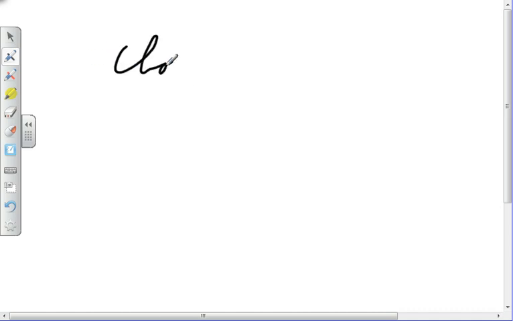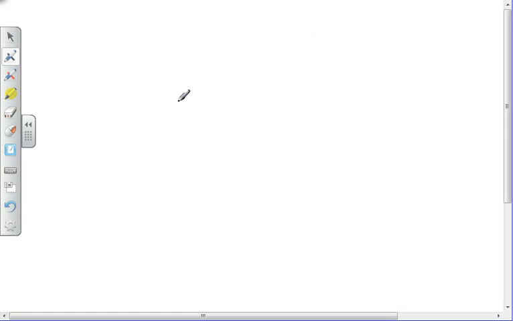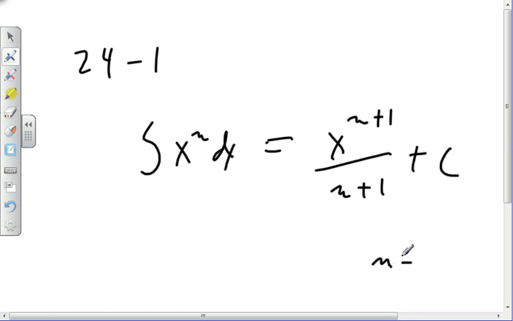Okay, we're in chapter 24, which has to do with integration. So chapter 24.1 has some rules. If I want the integral of x to the n, then that's going to be x to the n plus 1 divided by n plus 1 plus some constant of integration c, but n can never be minus 1. So if n were minus 1, I'd be dividing by 0.